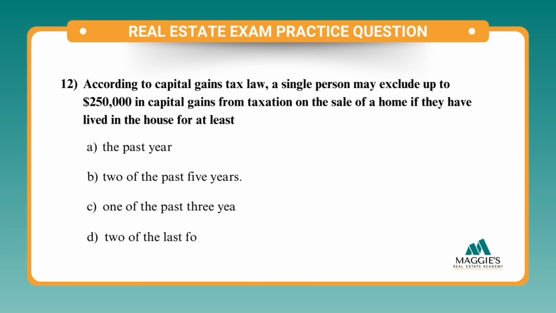Number 12. According to capital gains tax law, a single person may exclude up to $250,000 in capital gains from taxation on the sale of a home if they have lived in the house for at least A, the past year, B, 2 of the past 5 years, C, 1 of the past 3 years, or D, 2 of the last 4 years.